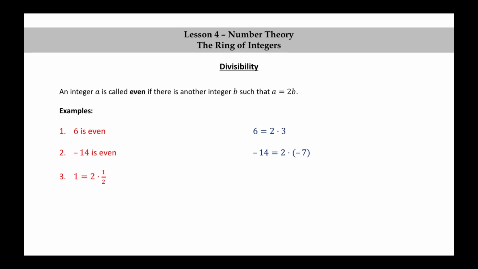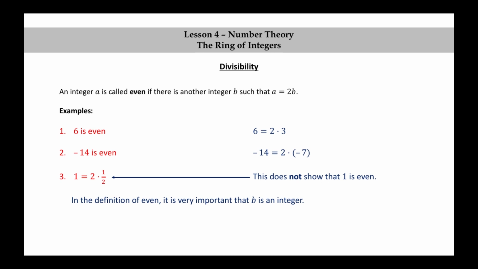1 can be written as 2 times 1/2, but this does not show that 1 is even. In the definition of even, it is very important that b is an integer. 1/2 is not an integer, and so it cannot be used as a value for b in the definition of even.